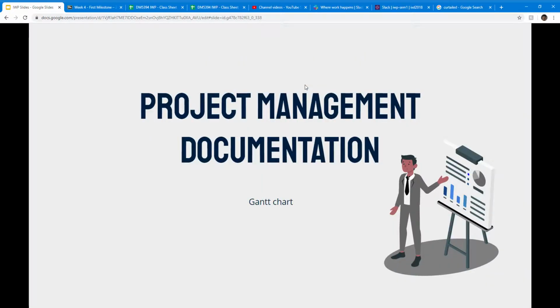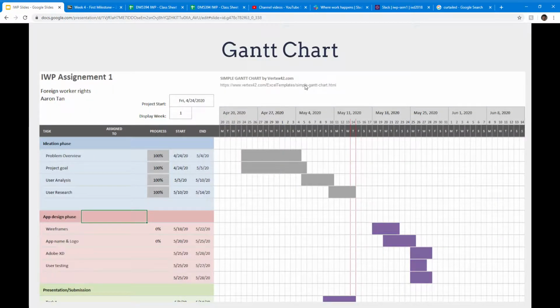So moving on to the project management documentation. So this is my Gantt chart. The blue one will be the ideation phase. The pink one will be the app design phase. And the last one, the green one, will be the presentation and submission.